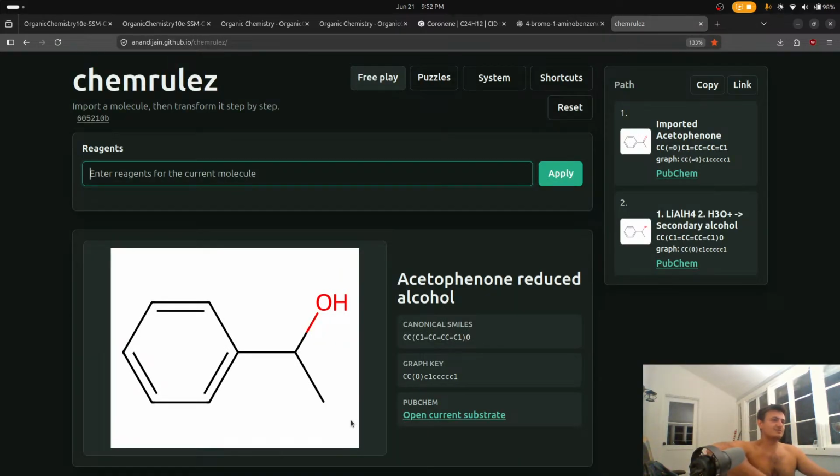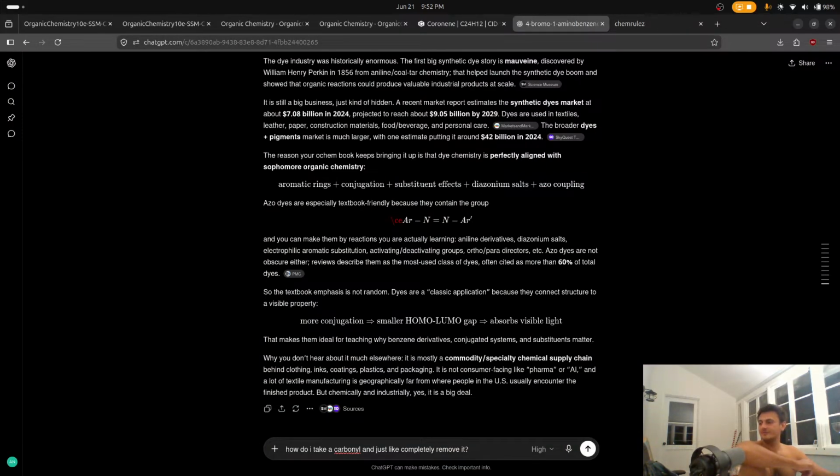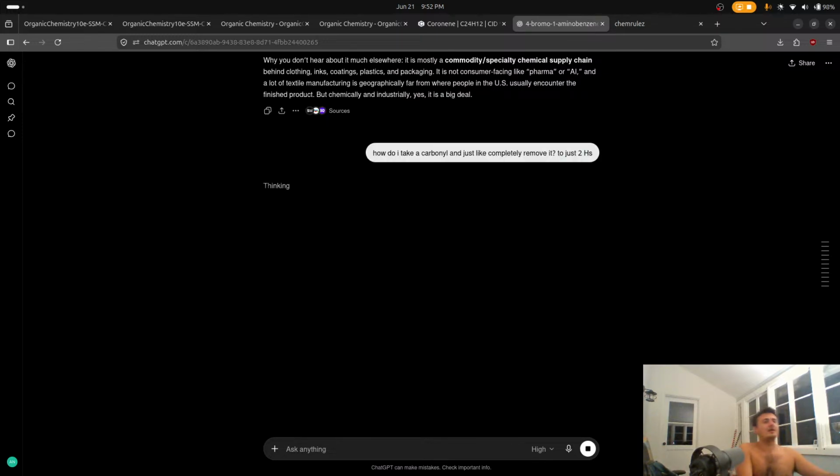See, this thing should also have a way to give what the product is and see if there's any rule that meets it. That would be really cool. How do I take a carbonyl and completely remove it? I know that there is a reagent, and I can't remember what it is. I have to do some serious review.